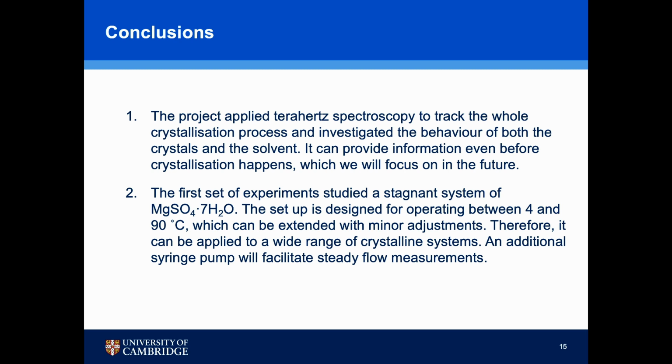So the first set of measurements we did on heptahydrate, but the whole system was designed to be operated between 4 to 90 degrees Celsius, and it can also be extended with minor adjustments. And now we are trying to grow other forms of the hydrates, at higher temperature, and as low as just below 0 Celsius, to see if we can apply the same setup to other forms of the magnesium sulfate hydrates. And by applying an attached syringe pump, we are also thinking of investigating the steady flow measurement in the future.